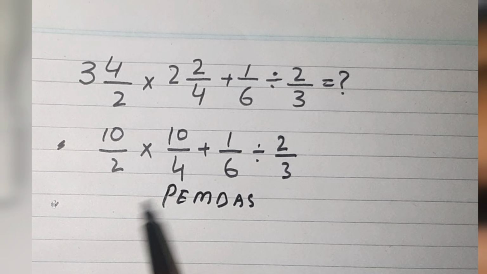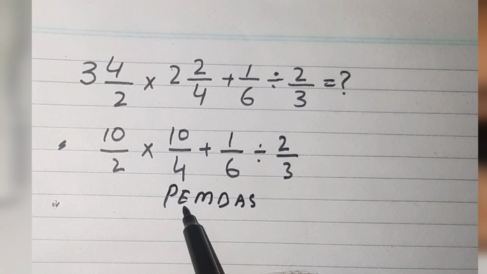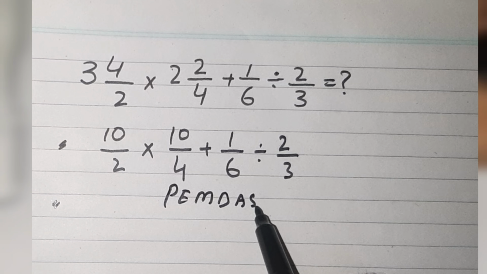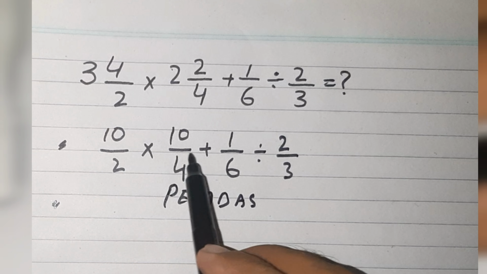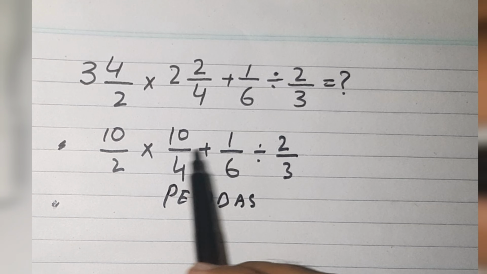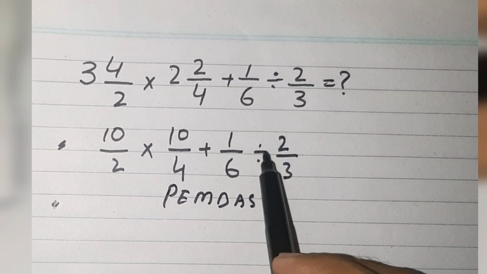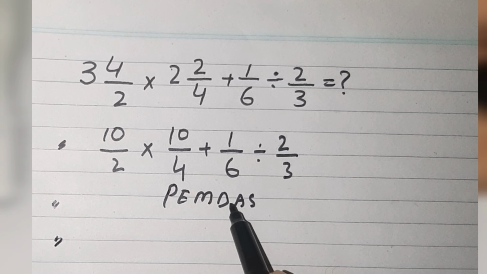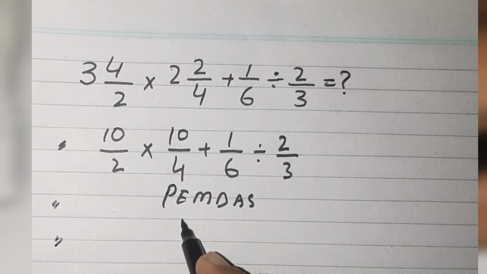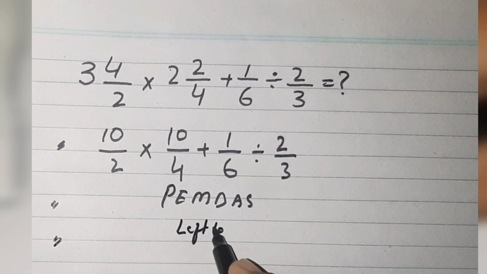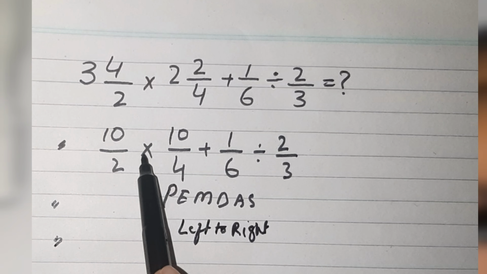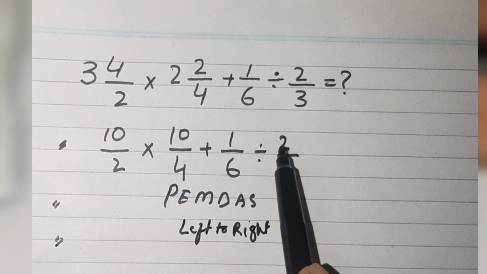PEMDAS, where P for parenthesis, E for exponent, M for multiplication, D for division, A for addition, and S for subtraction. In this expression there are only 3 symbols: multiplication, addition, and division. So first we do multiplication and division, because multiplication and division always work from left to right. Same rule applies to addition and subtraction. So here the first sign is multiplication, after that division.